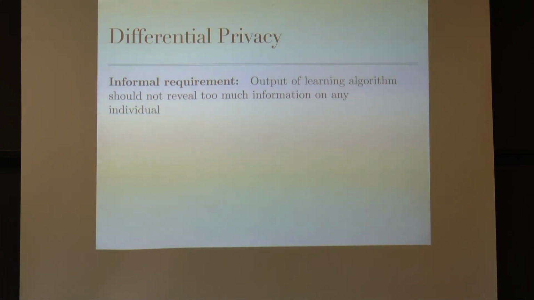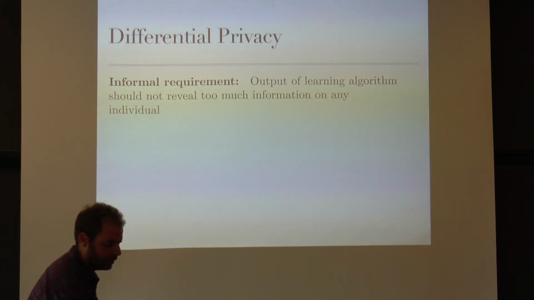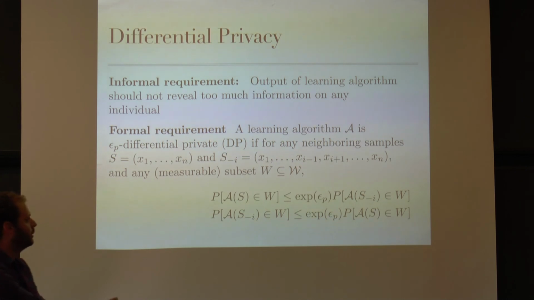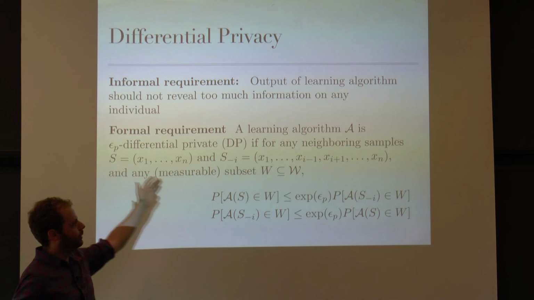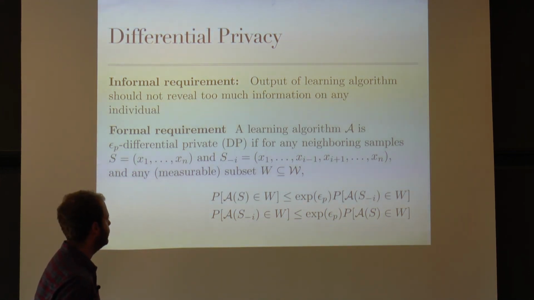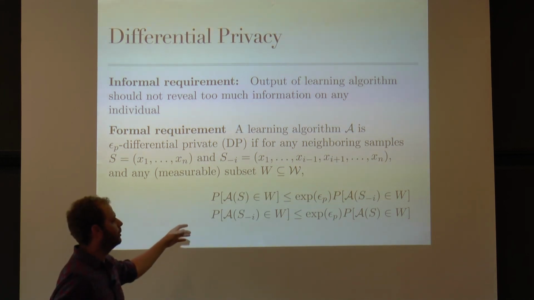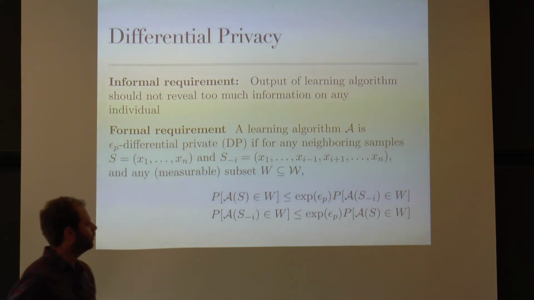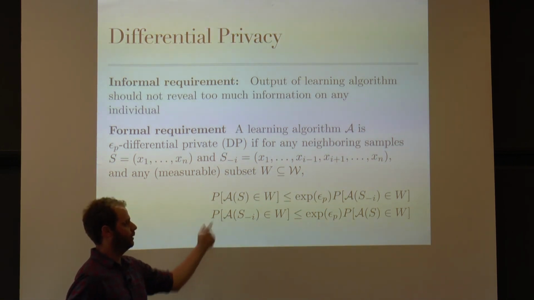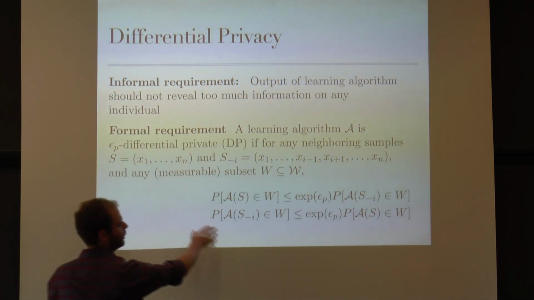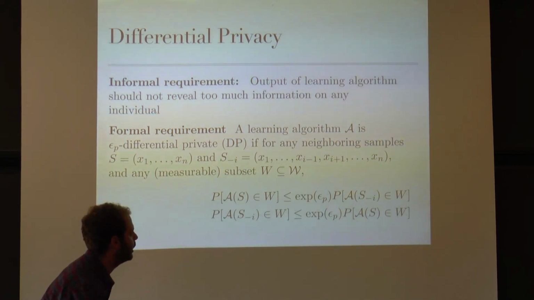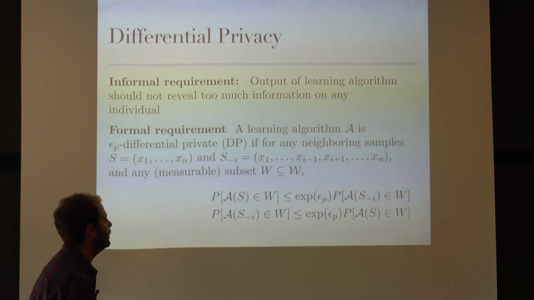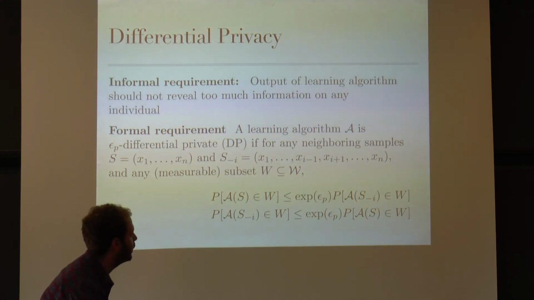We have another application to differential privacy. As we know, in differential privacy, we say that a learning algorithm is differentially private if for any two neighboring samples, this means that I consider a sample and then I consider another sample where xi is removed, and any possible output, the probability that the learning algorithm will output some point in W is essentially the same, and this is quantified by e raised to the power of epsilon p, which, when epsilon p is small, is almost the same as 1 plus epsilon p.